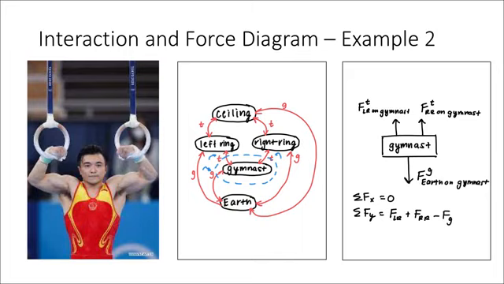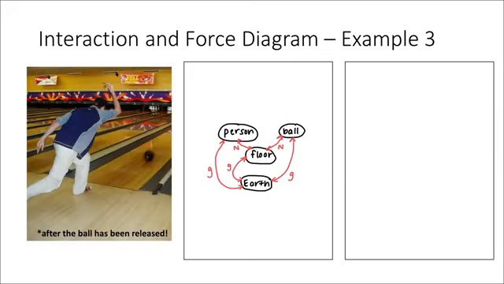So there won't be a net force in this case because the gymnast is not accelerating. He's standing still. Let's take a look at another example. So let's say that I wanted to draw a free body diagram for the bowling ball.